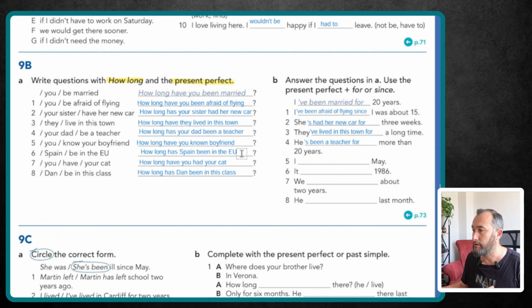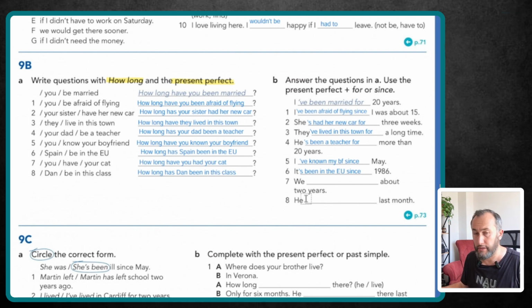5. How long have you known your boyfriend, obviously here? So since May is a beginning point or starting point of a time. So I've known my boyfriend since May. Okay. 6. How long has Spain been in the EU? So it has been in the EU. 1986 is the beginning of the time, so we use since.